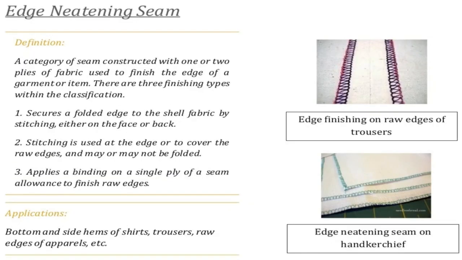Edge neatening seam. A category of seam constructed with one or two plies of fabric used to finish the edge of a garment or item. There are three finishing types within the classification. 1. Secures a folded edge to the shell fabric by stitching, either on the face or back. 2. Stitching is used at the edge or to cover the raw edges, and may or may not be folded. 3. Applies a binding on a single ply of a seam allowance to finish raw edges. Applications: bottom and side hems of shirts, trousers, raw edges of apparels, etc.